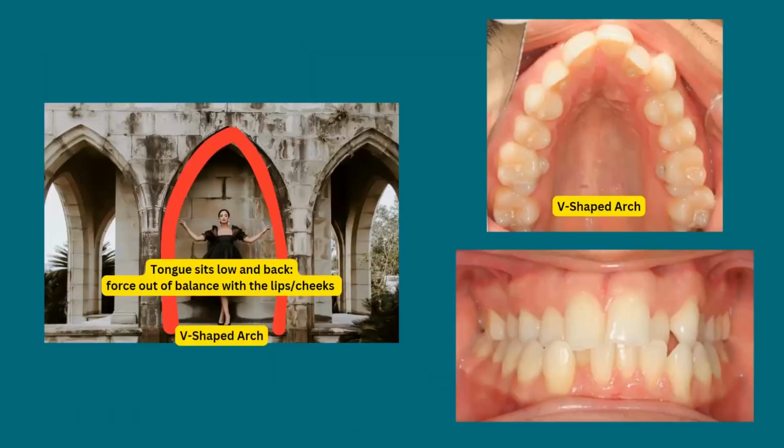When we talk about arch form, if you think about it in equivalent terms to architecture or cultural icons, we're looking at arches. In this case, we're looking at the arch that the teeth make in how they sit in the jaw. What we don't want to see is a V-shaped arch, more in technical terms like a Gothic arch, making this upside down V.